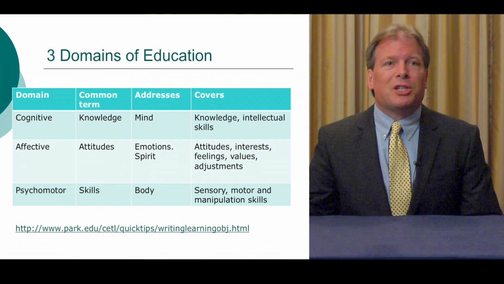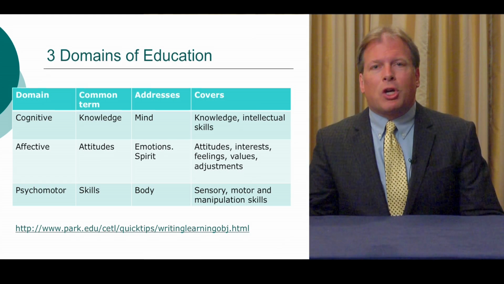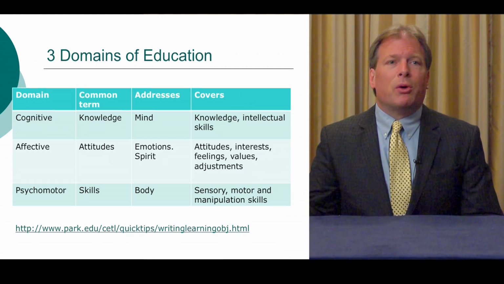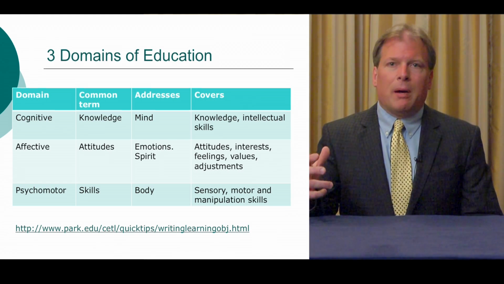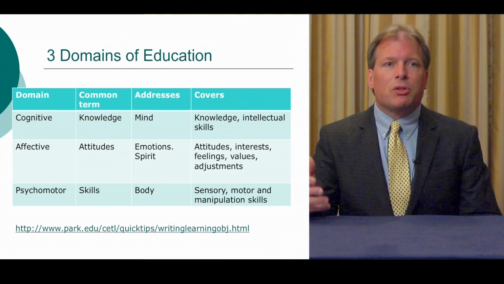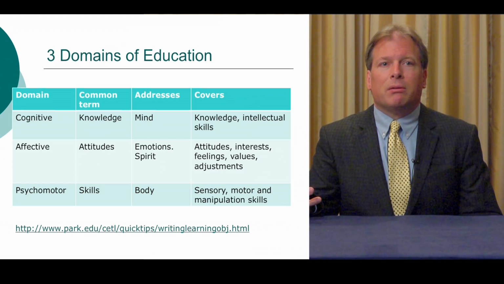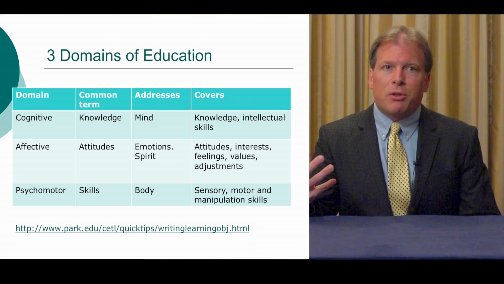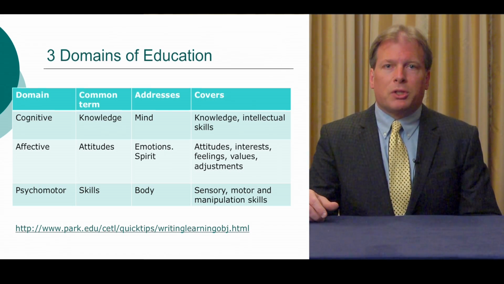When you look at education, there are different domains: first cognitive, affective, and psychomotor. We think about common terms that look at these areas themselves and what areas they address and cover. For example, in cognitive, we look at knowledge and medical knowledge. We look at the mind, how people are thinking, their intellectual skills. And most of us think of those areas.